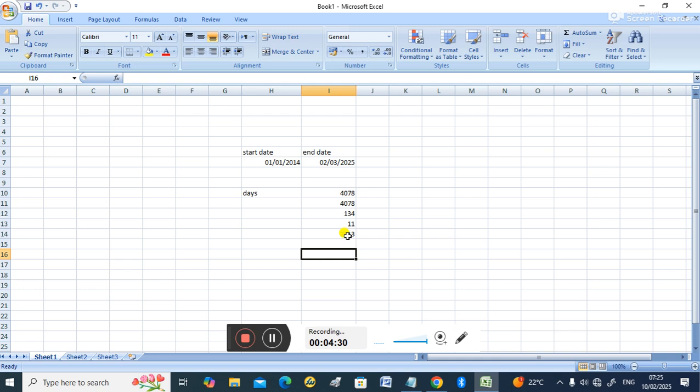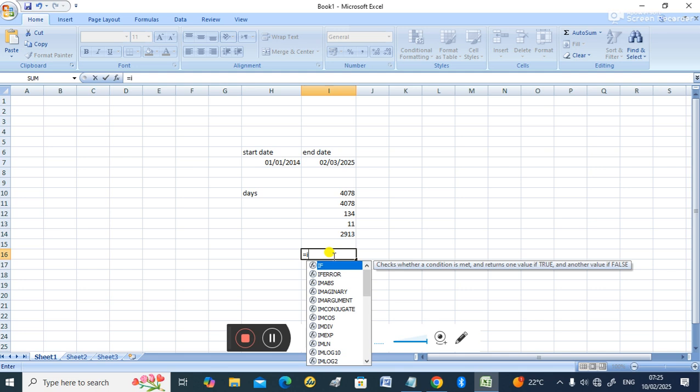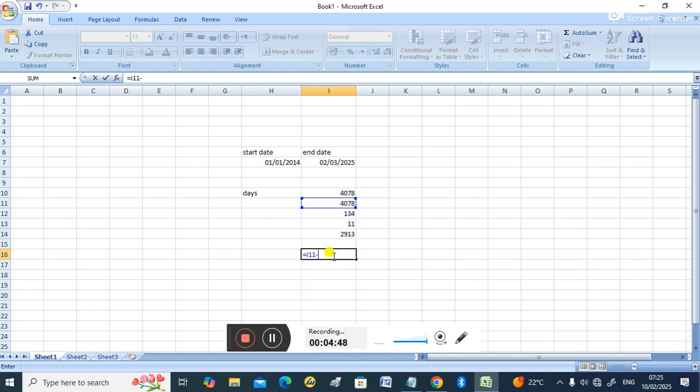So what's the difference between the number of days and the working days? If we want to find out the number of holidays or weekends that we had, that would be this minus this. So this is I11 and this is I14. So you have equal to I11 minus I14. So that means that 1168 were weekends between the 11-year period, while 2913 were real working days.